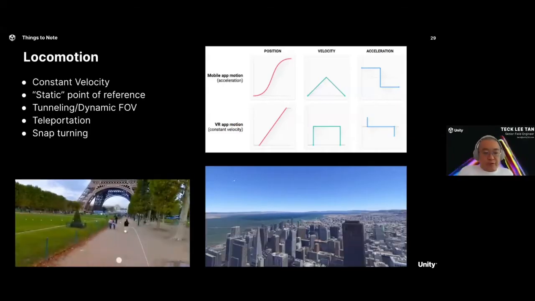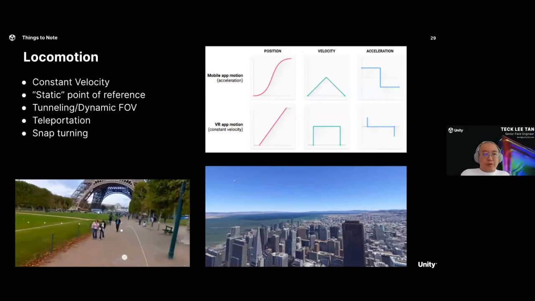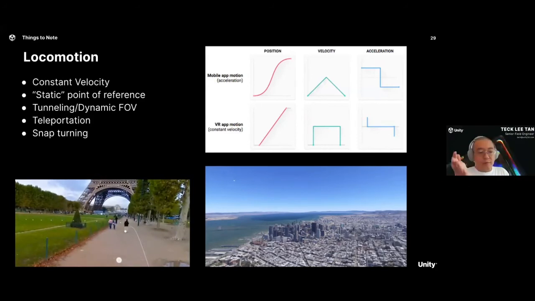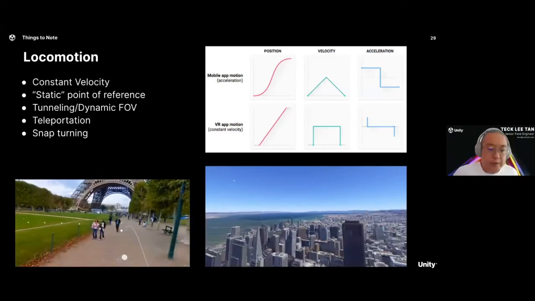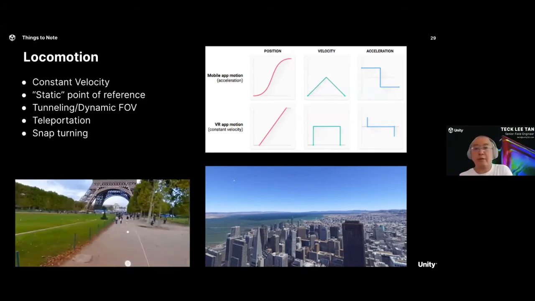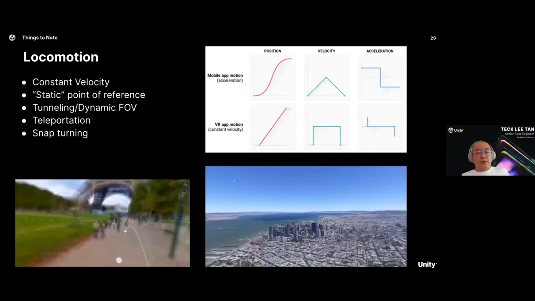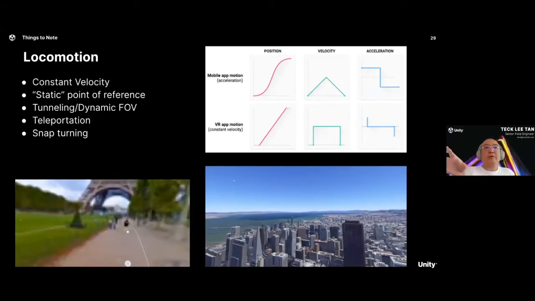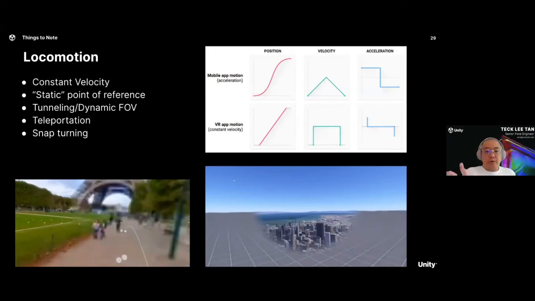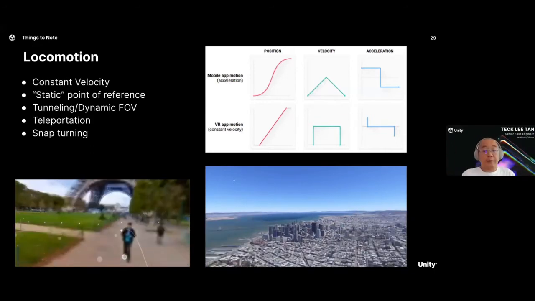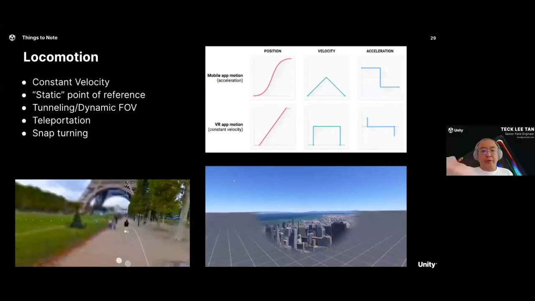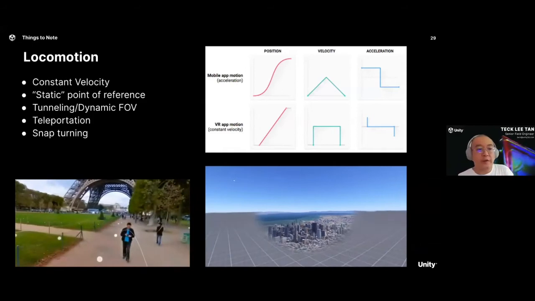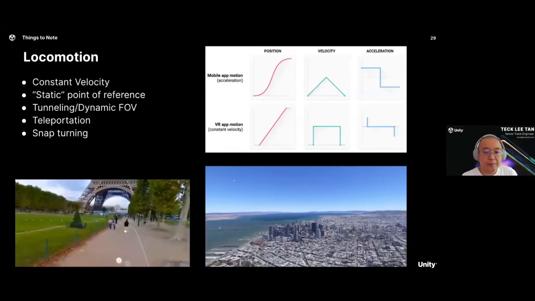Locomotion is another big one, right? There's a few methods of locomotion that are kind of the standard nowadays. But a lot of things you want to look at when you're looking at first time users, or users that are not too experienced with VR, are based on research that has been done since the start of this VR thing. So one is constant velocity, right?